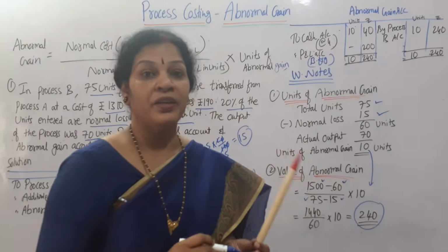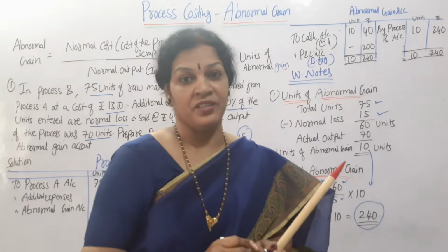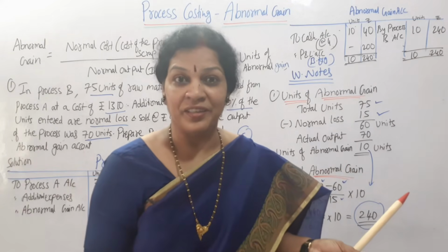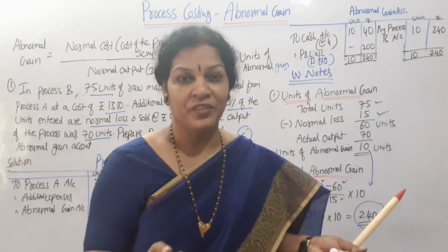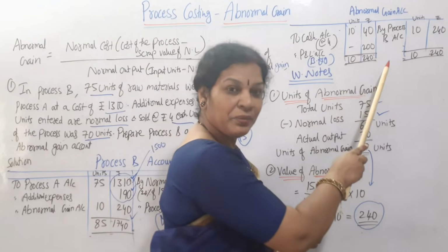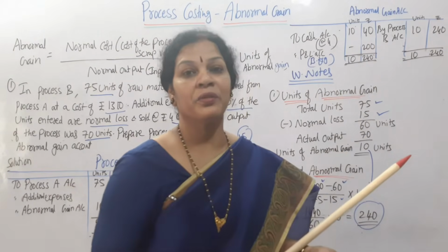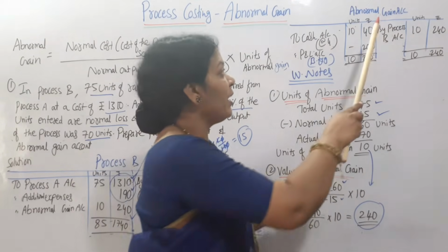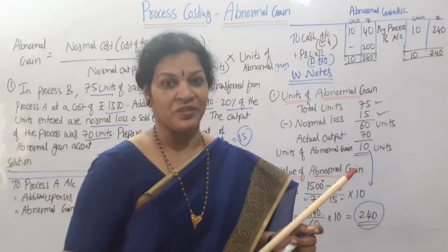Profit and loss account, where will it be? Credit side, because it is gain, abnormal gain. If it is loss, debit side. Now here this will be on the debit side, but in profit and loss account, credit side, you are going to write abnormal gain from abnormal gain account. Am I clear?